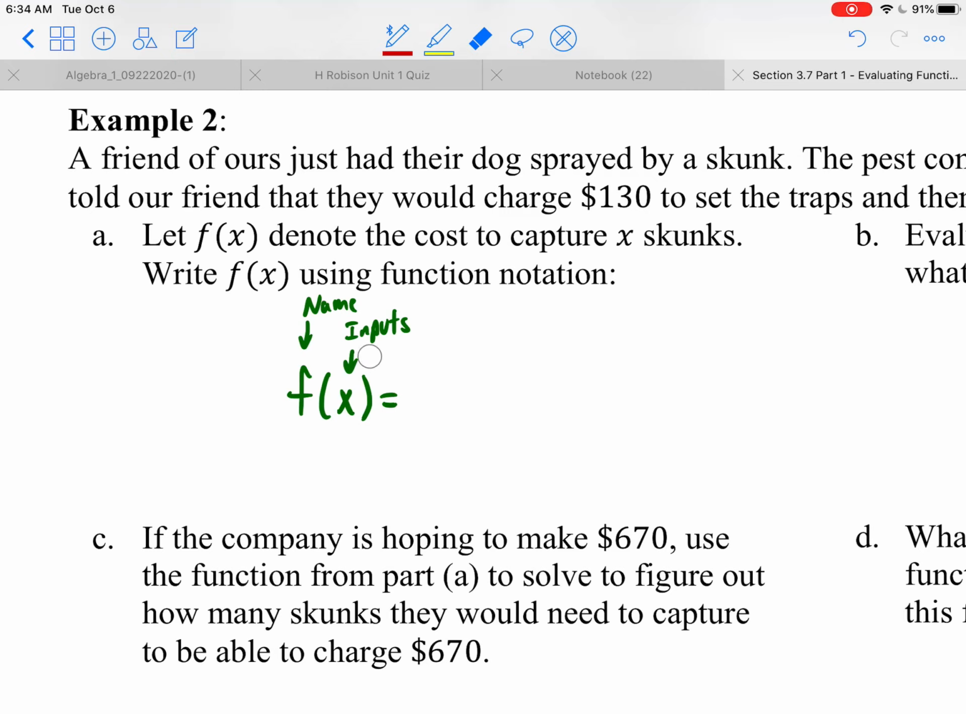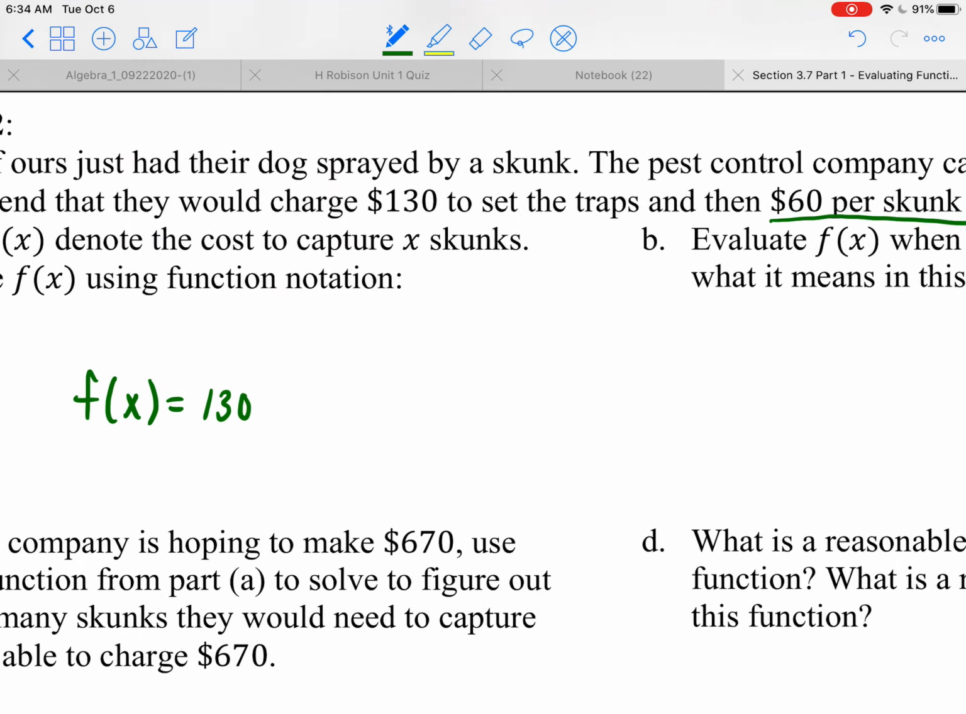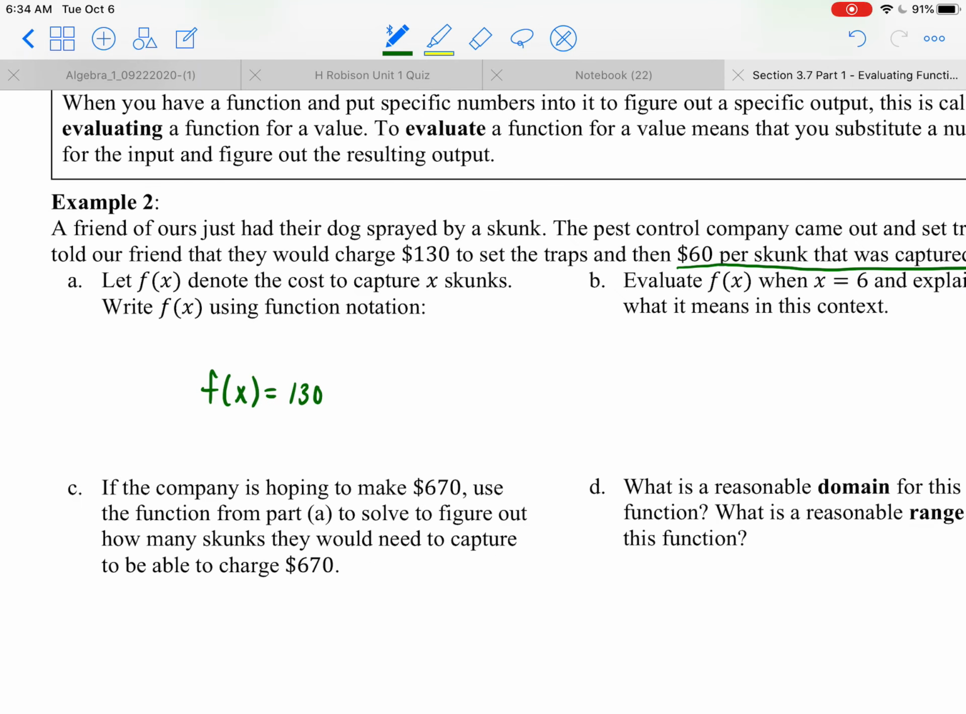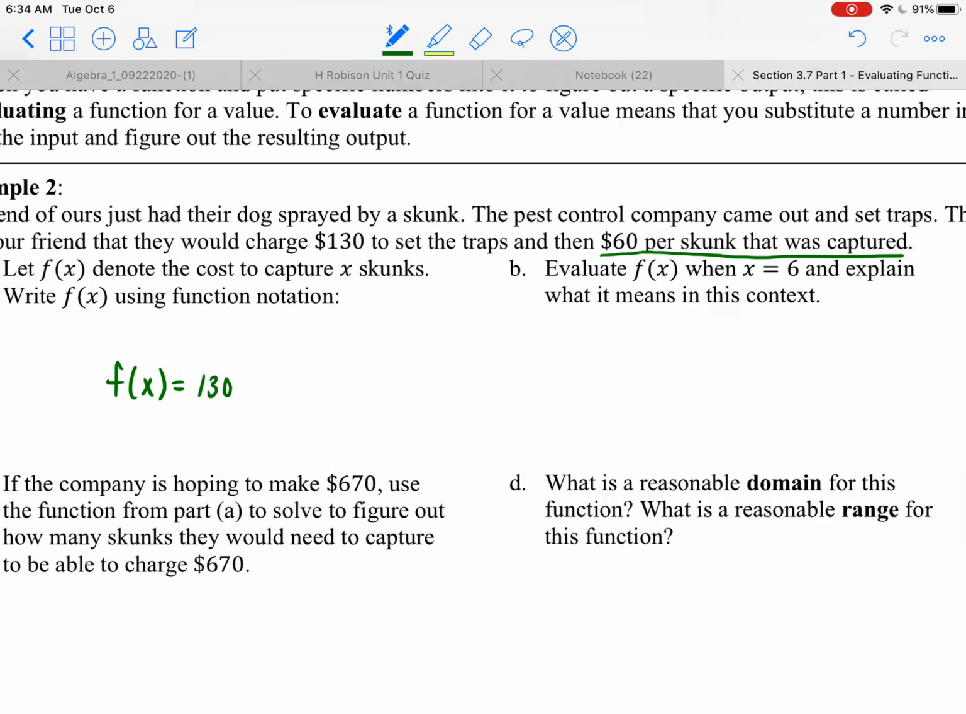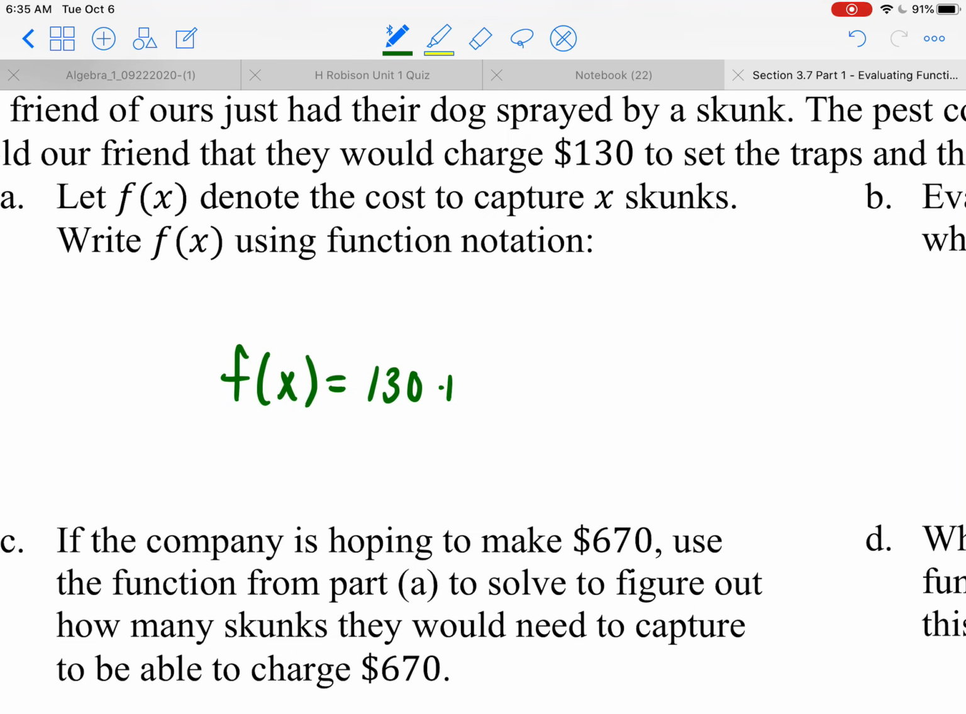So what was the flat cost for this? It was $130, right? So it's $130 just to set up the traps. Even if they catch no skunks, they're still going to charge you $130. And then it's $60 per skunk. So what we're going to do is plus $60 times the number of skunks.